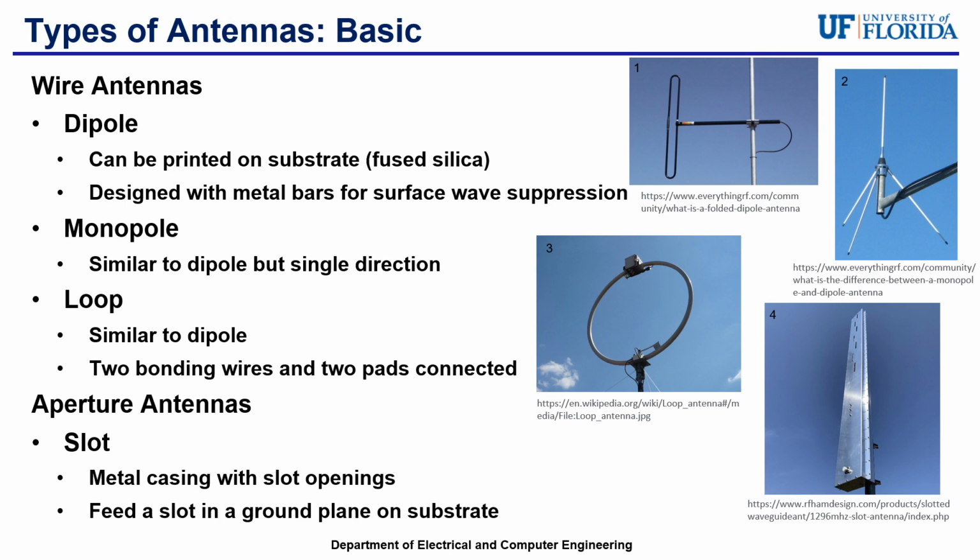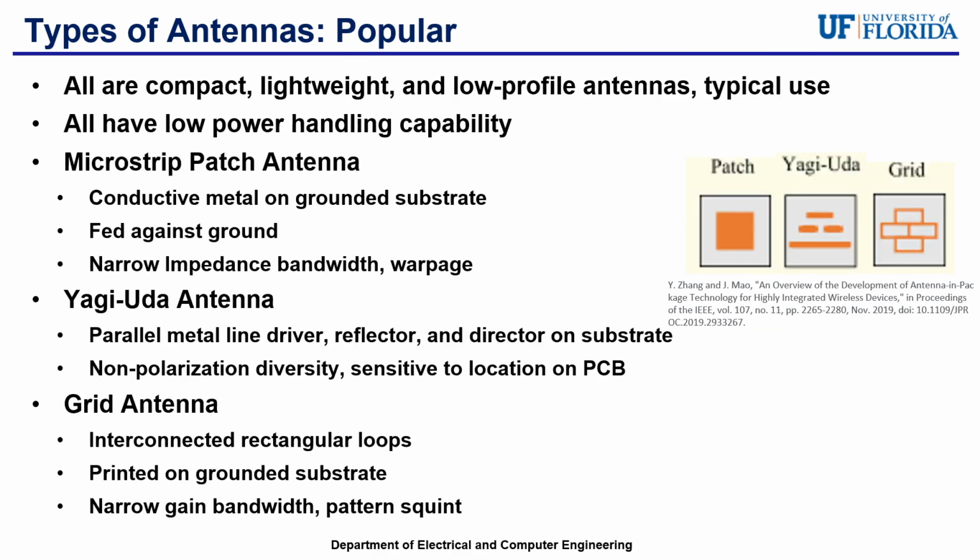For aperture antennas, one of the most popular types is slot antennas, which differ from wire antennas because it's more of a metal casing with cutout slot openings throughout the casing. And the slot is fed into a ground plate on the substrate. Unlike basic types of antennas, aperture antennas are usable for antenna in packages because of their form factor. They are smaller, compact, lightweight, and low profile compared to your usual basic antennas. They also have low power handling capability in comparison.